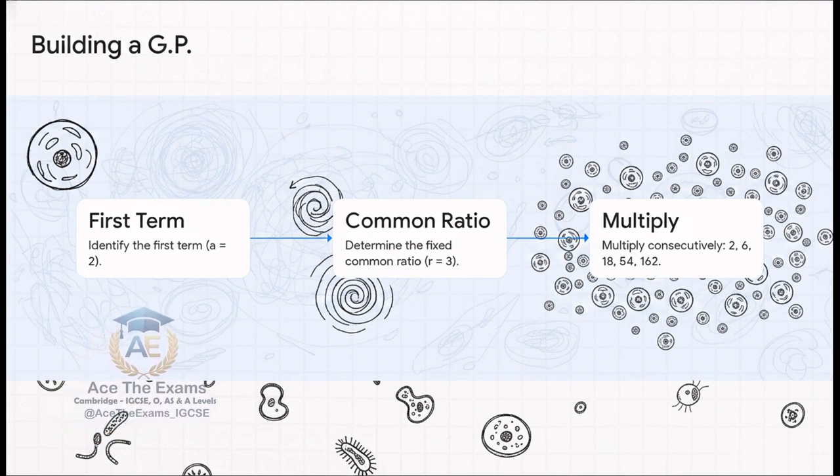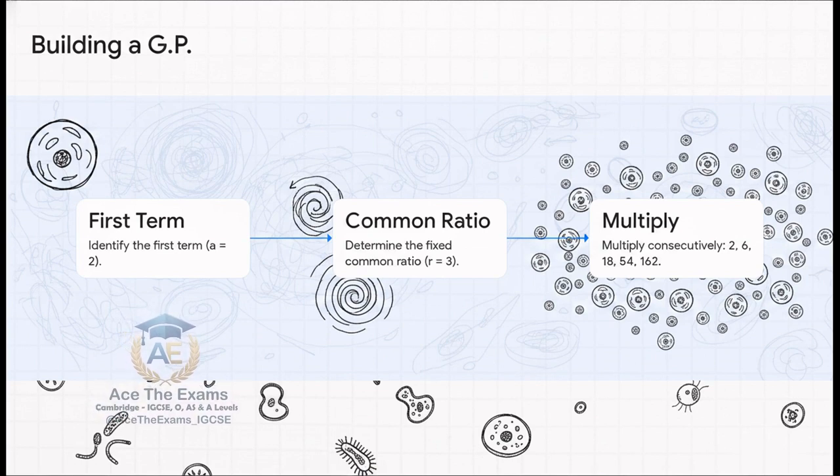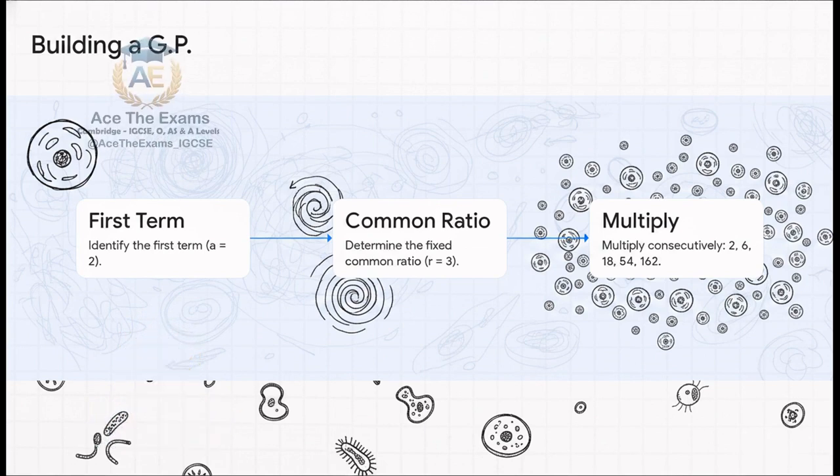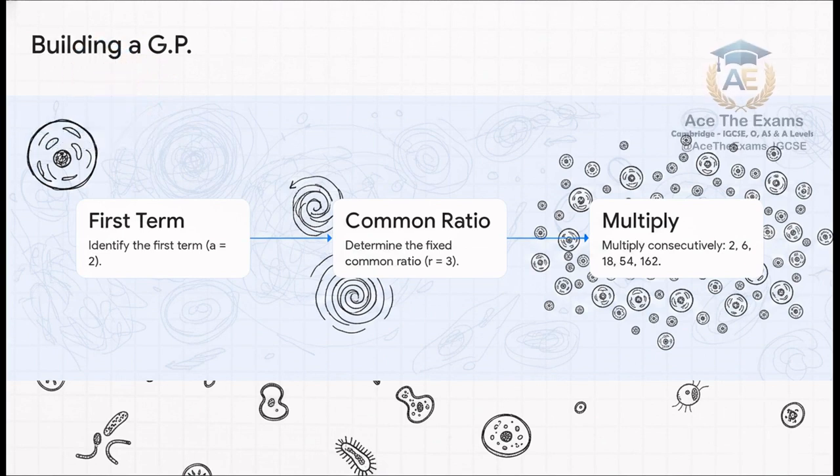If we start with 2 and our ratio is 3, we don't add 3, we multiply. 2 times 3 is 6. 6 times 3 is 18, then 54, then 162. The numbers absolutely skyrocket. By the way, this is the exact mathematical model for how a single biological cell divides to eventually form complex life.